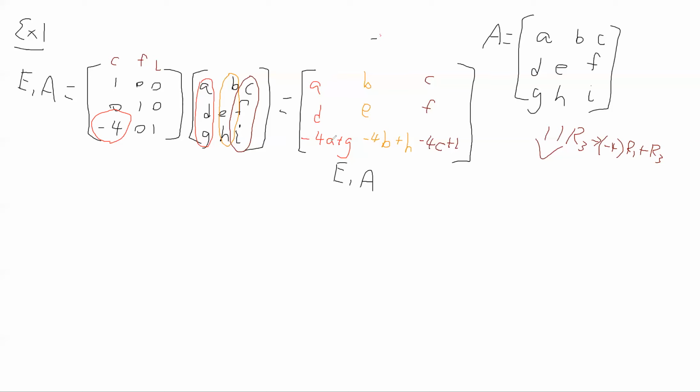So go ahead and try the same thing with E2 and E3 and see what type of row operations you end up with. And this is just a quick practice on how to identify elementary row operations through matrix multiplication.